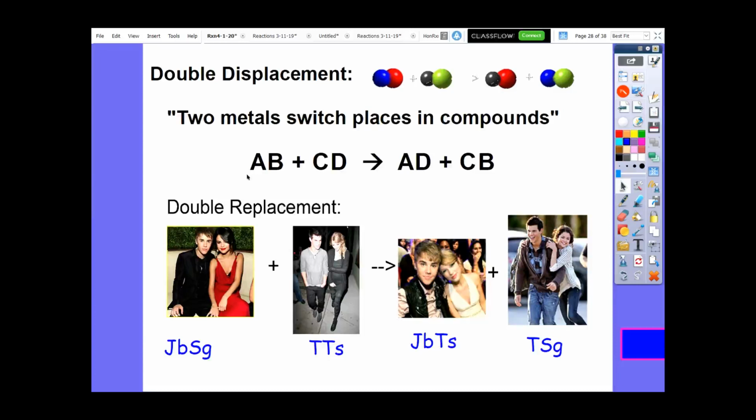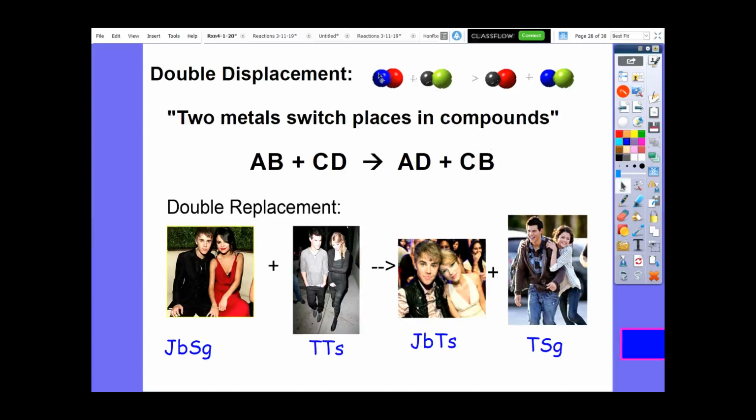Now there's a few things I need to point out about this reaction, about how I wrote it out. Notice A and C came first in both of their compounds on both sides of the reaction. I always write my metal first. So if A and C were my metals, it's my B and my D that switch places.